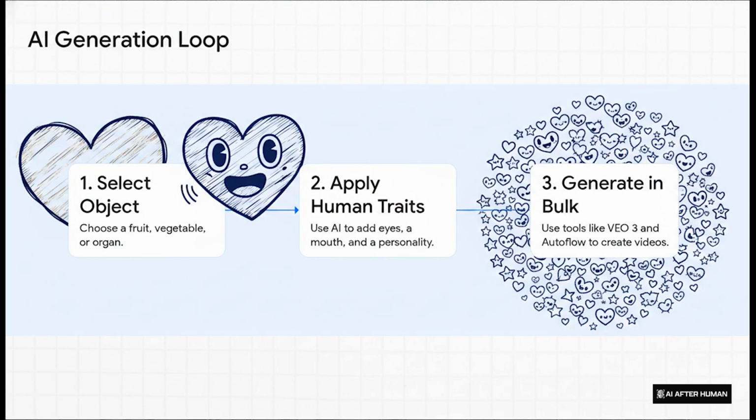Step 1, you pick your object. Let's say it's a heart. Step 2, you use AI to slap some human traits on it. Give it some friendly eyes, a mouth, a personality. And then, step 3, this is the magic part, you generate these videos in bulk. Using these new powerful text-to-video AI models, you can create hundreds, even thousands of unique videos with almost no effort.